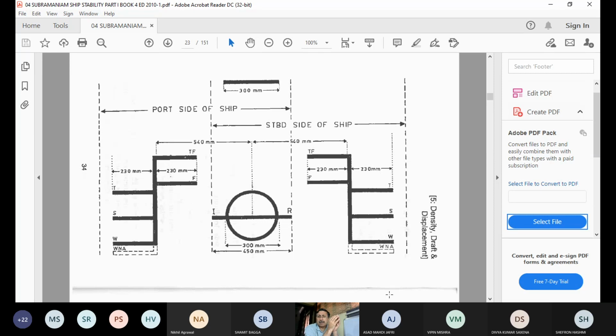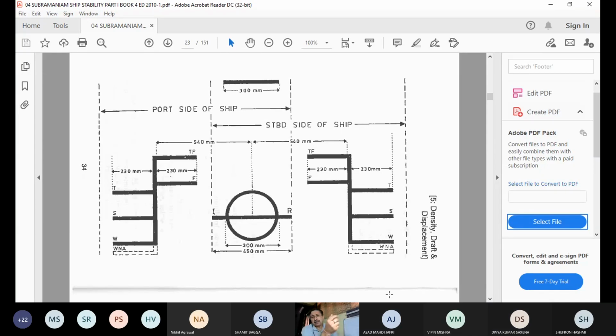Now, I will be at what load line at Haldia? Above the summer load line, until F. Until F.